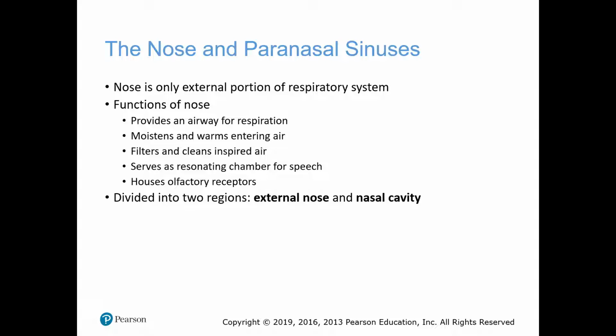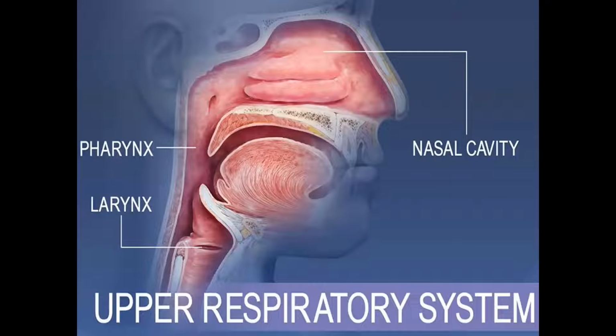They respond to molecules landing on them that will trigger the production of an action potential. Now we have the external nose and the nasal cavity proper. There's our nasal cavity. I like this picture for a couple of reasons. It does show you the three parts of the upper respiratory system. You can see the nasal cavity right up here. There's the nose. The nostrils are right here.